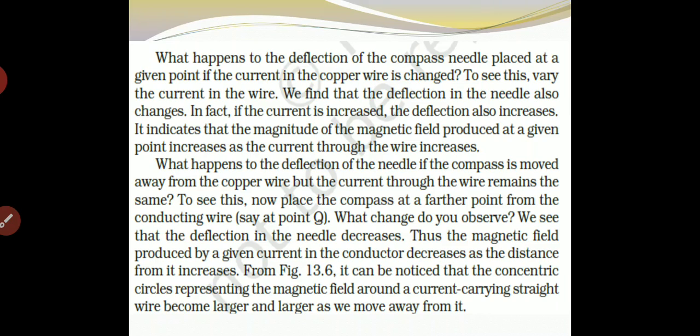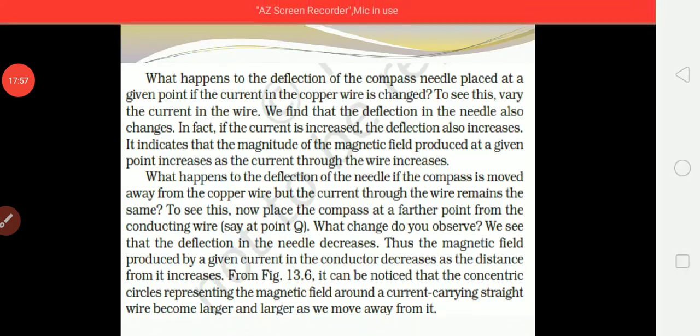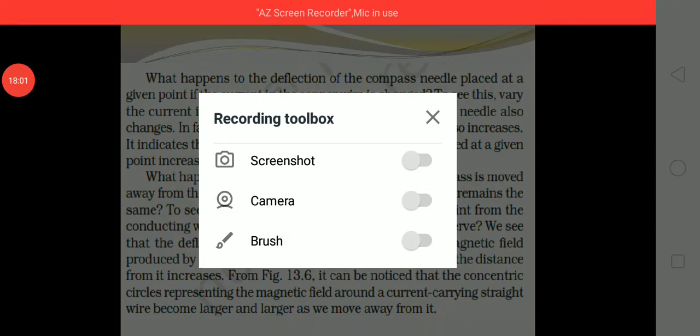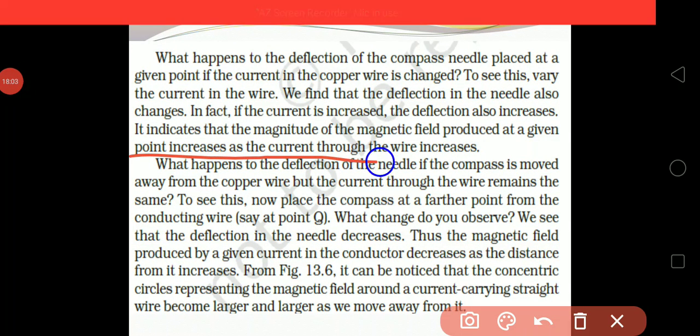If we change the current direction, then deflection also changes. In the same way, if we increase the amount of current, then the deflection amount also increases. It indicates that the magnitude of a magnetic field produced at a given point increases as the current through the wire increases. Just now we discussed that if we increase the amount of current, then the deflection amount also increases.